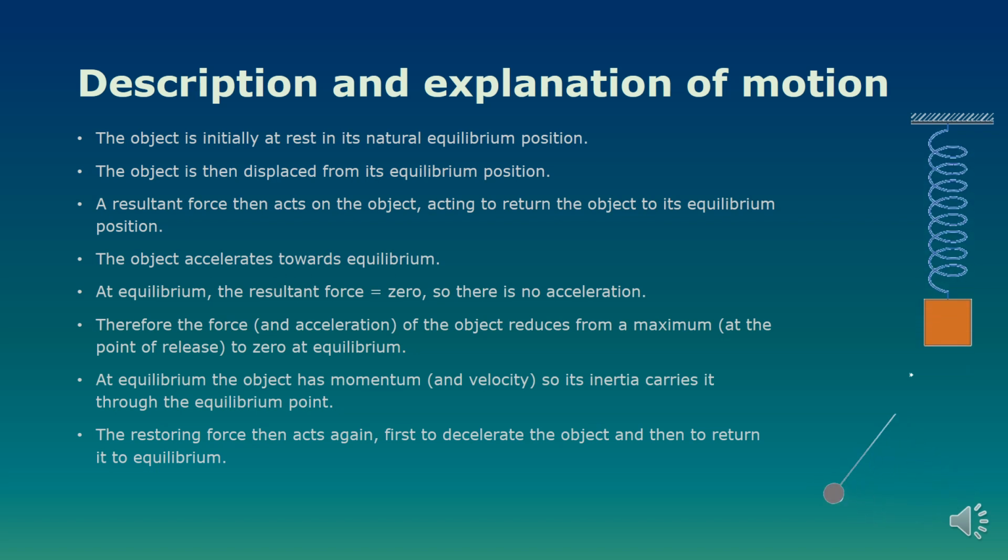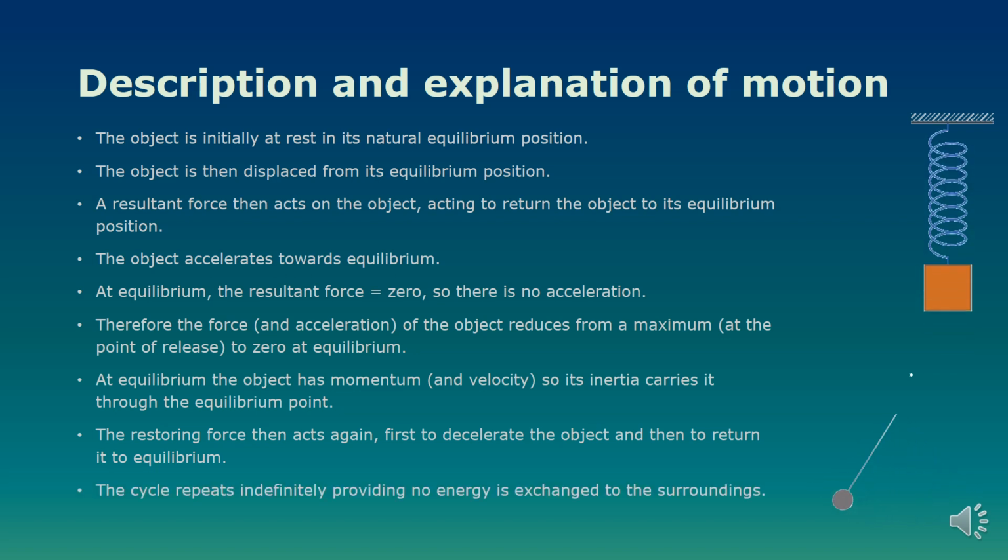So the object will first need to be decelerated. It's got to slow down, and then it will accelerate but change direction to get back to equilibrium. So it'll be heading off in one direction past equilibrium, it'll slow down, reach a stop at some point, and then come back. But what it means is that the restoring force is always acting in the opposite direction to the displacement.